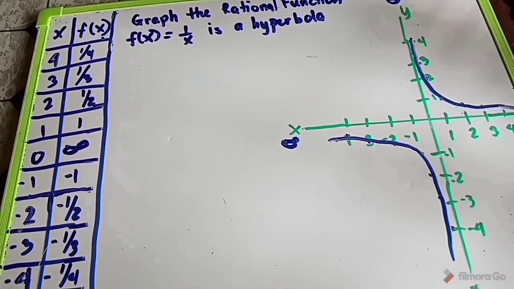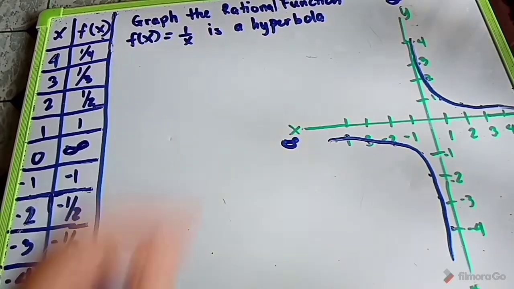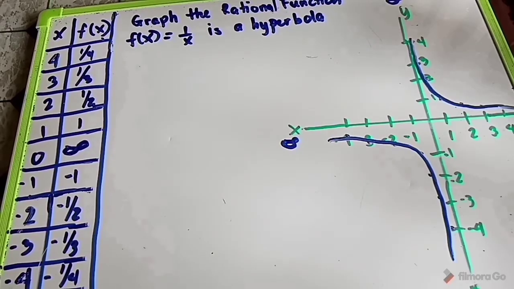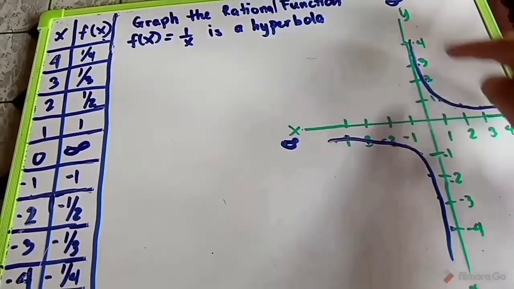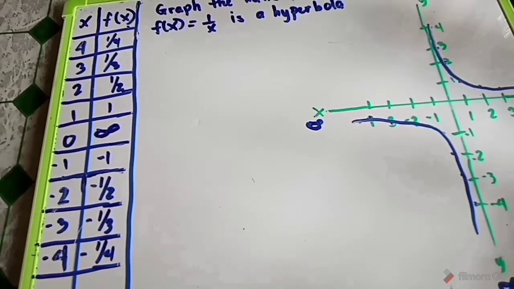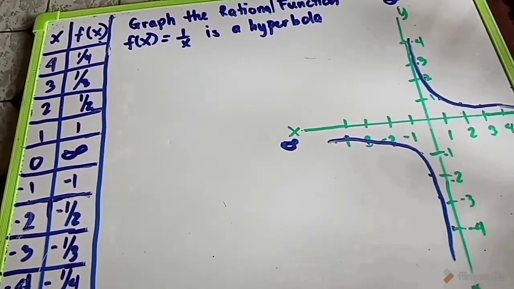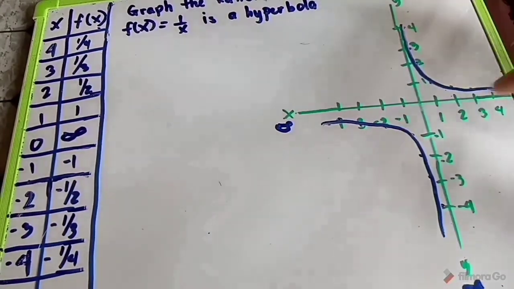Okay, so this is the graph of the hyperbola function, or the graph of the rational function where f of x is equal to 1 over x. It means to say it does not touch y is equal to 0 or x is equal to 0 because of this infinity, same as this one. So this will be the graph of the rational function in a hyperbola. Take note of the position of this one.